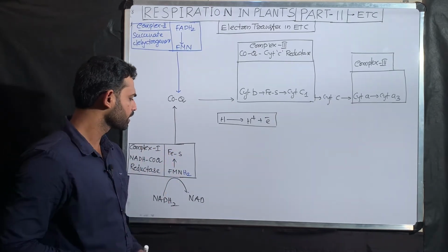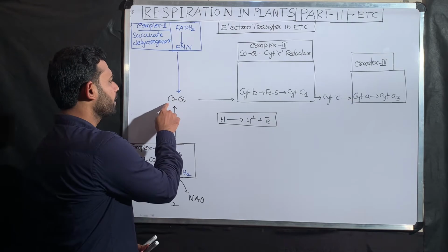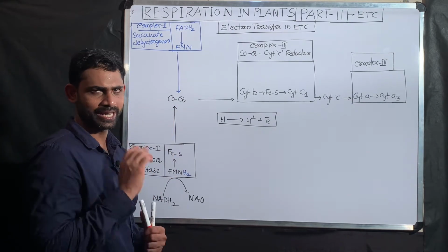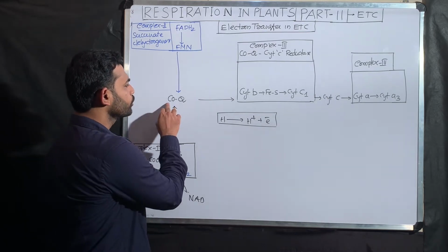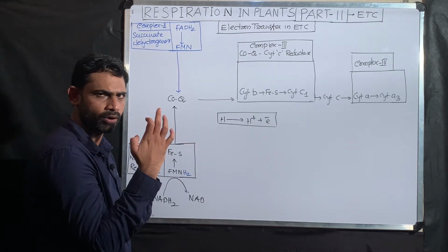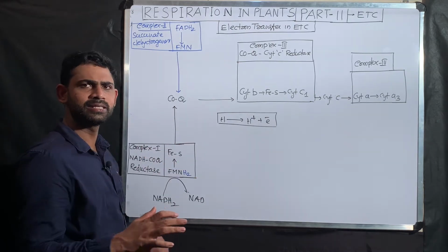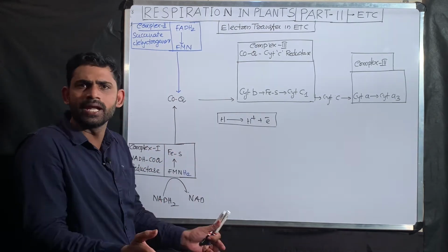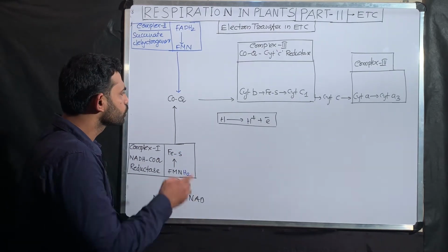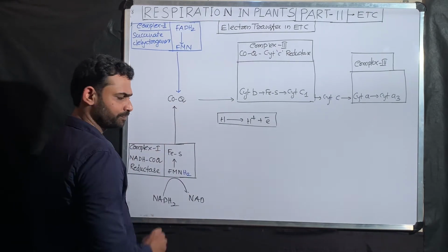After that, now comes CoQ. What I said, CoQ is a lipophilic electron carrier. This CoQ comes to complex 1, because these complexes cannot move. Their size is very big, and they are embedded and fixed within the inner mitochondrial membrane. So CoQ will come here.